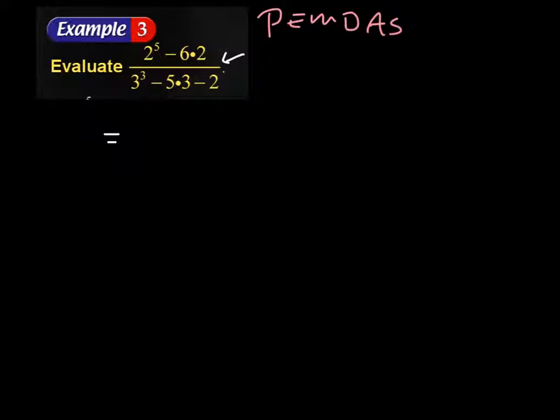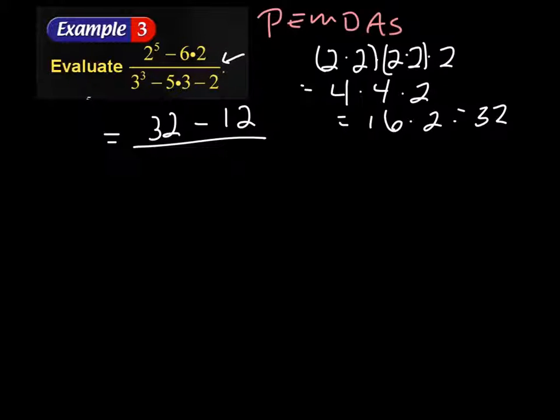So 2 to the 5th, let's see, 2 times 2 is 4, 4 times 4 is 16, times 2 is 32, minus 6 times 2 is 12. Now you wouldn't have to write that out, I just did that mentally, so I thought maybe I should write it out. Okay, 3 cubed is 3 times 3 is 9, times 3 is 27, minus 5 times 3 is 15, minus 2. We're still in P mode.